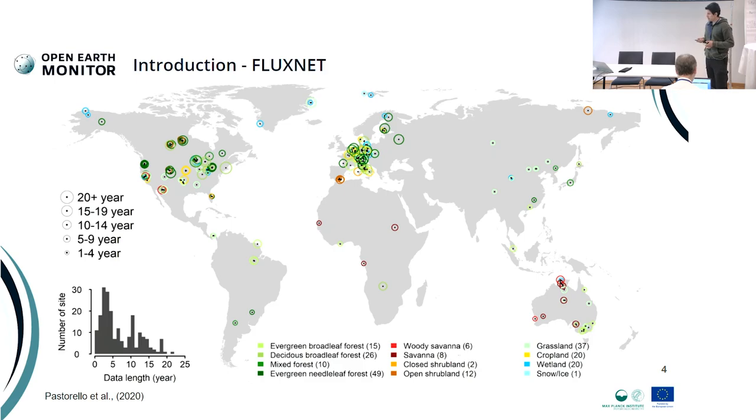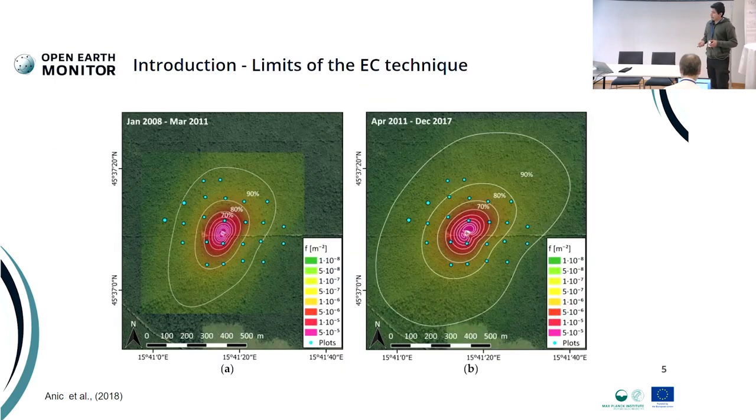Now, one of the limits of the eddy covariance tower is that the range that it can sense varies from a few hundred meters around the tower to a few kilometers around the tower. This is what we call the tower footprint.